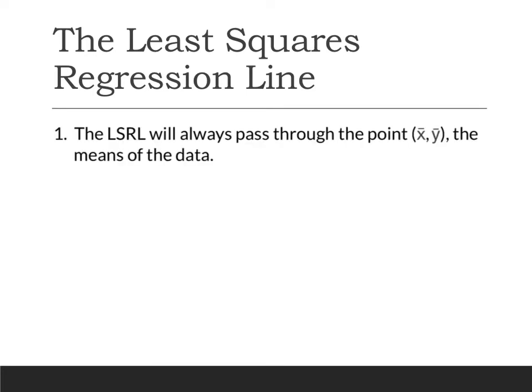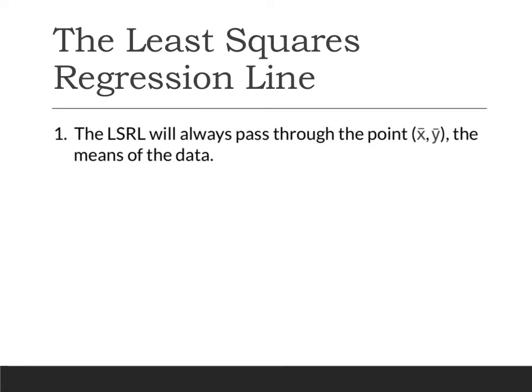The first is that this least squared regression line will always pass through the point that has the mean of the x's and the mean of the y's. So x bar, comma, y bar. These are the means of the data. The line itself tells you where the mean should be for the y based on whatever x value you are looking at.